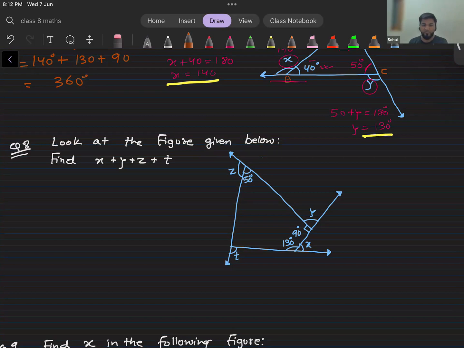Is the figure properly visible? Can you guys read the values? Let me read it out. This one is 50 degrees. This one is 50 degrees here. This is 130, this one, and this one is 90 degrees. And you guys need to find the sum of x, y, z, and t in here. Write your answers in the chat box. Okay, sir.